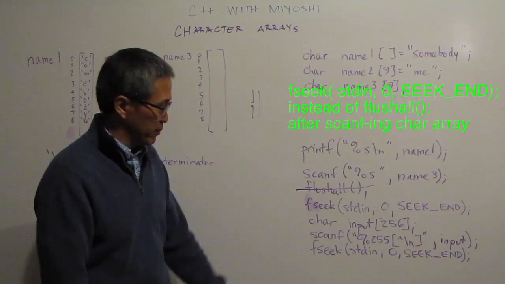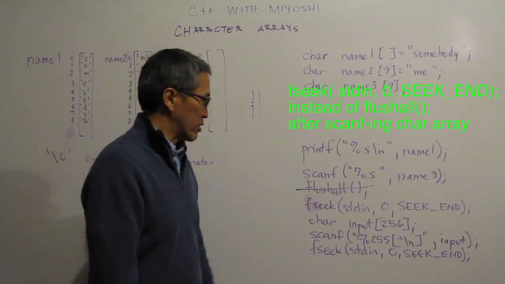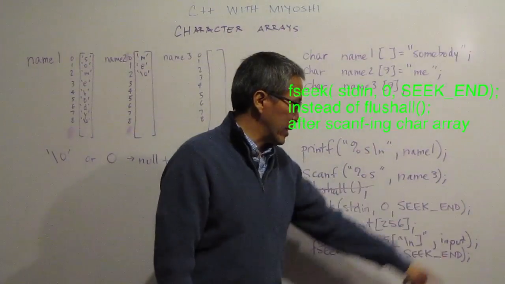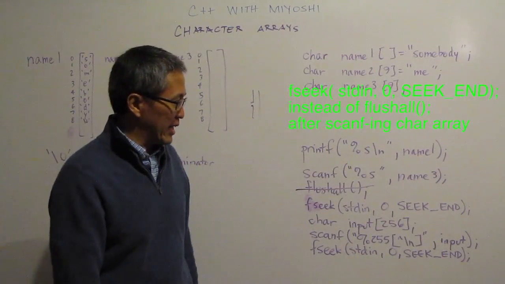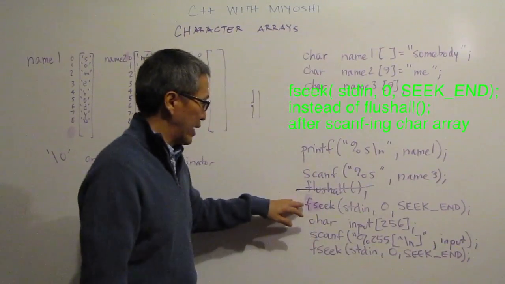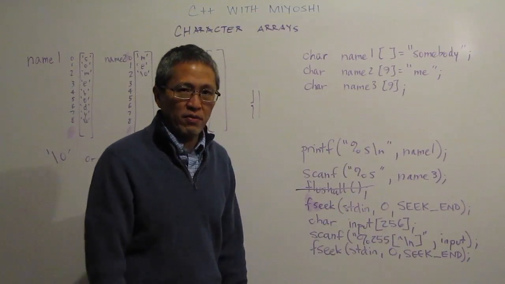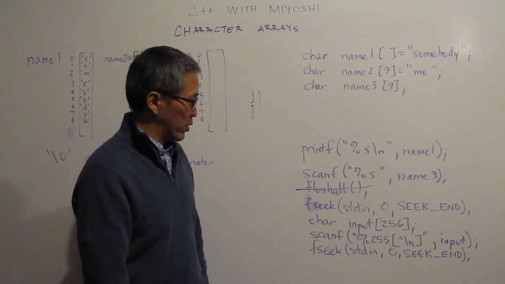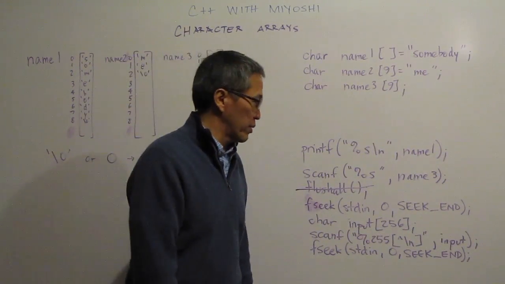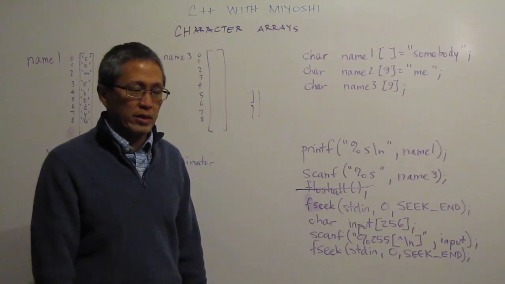fseek, all lowercase, open parentheses, stdin, so for standard in. That's our standard input device. And then a comma, then a 0, then a comma, and then all in caps, SEEK underscore END, close parentheses, semicolon. This guy here is going to flush out our buffer, our keyboard input buffer, our input buffer, and it's just going to make sure that it's all gone and there's nothing left in there residual. And this is important not for the first time we scan in, but for the next time we scan in.